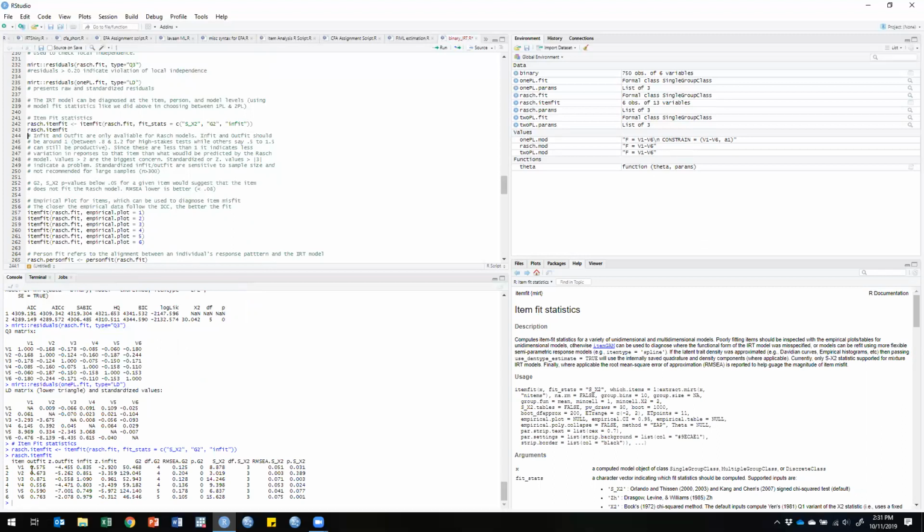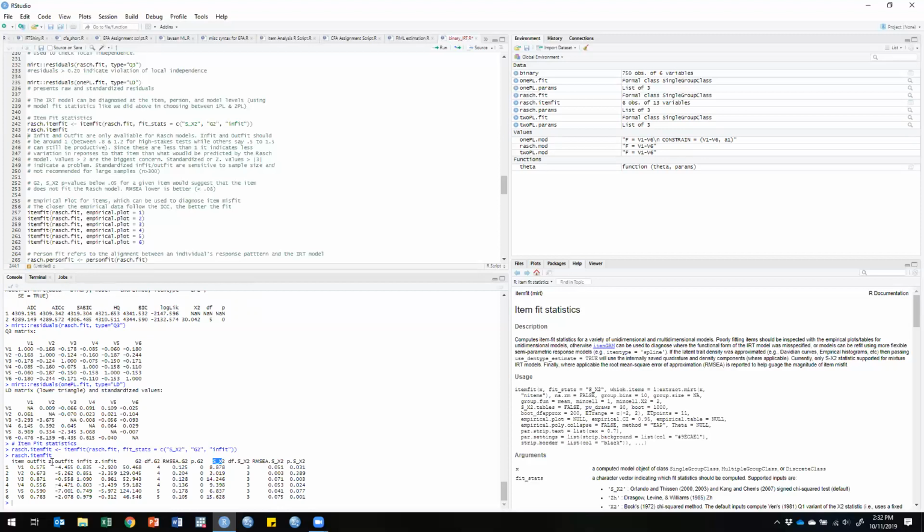If we call it, we get a list for each one of our items. It gives us outfit statistics, standardized outfit, in-fit statistics, standardized in-fits, this G2 statistic, the p-value for it, a root mean square of approximation for it, and then a chi-square difference test as well. In-fit and outfit are only available because those are Rasch-specific fit indices. I believe there's a handout in the optional folder on interpreting these different in-fit and outfit statistics.